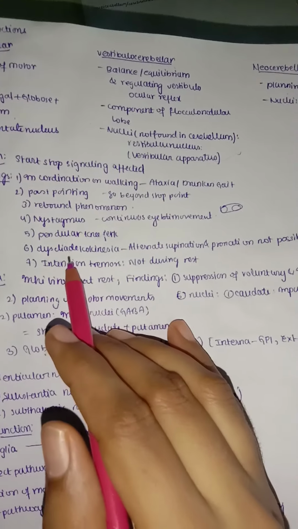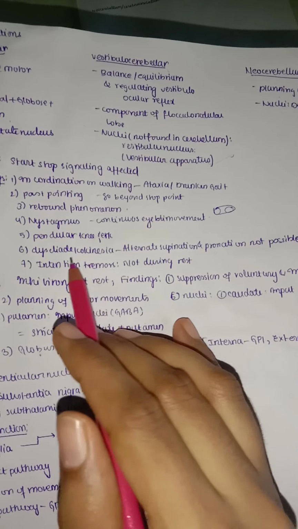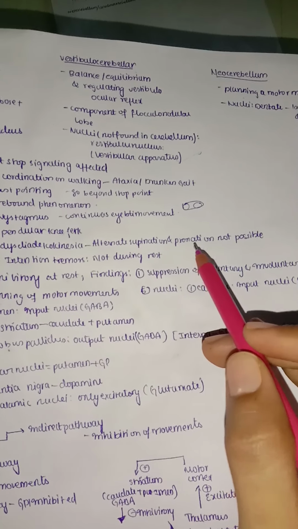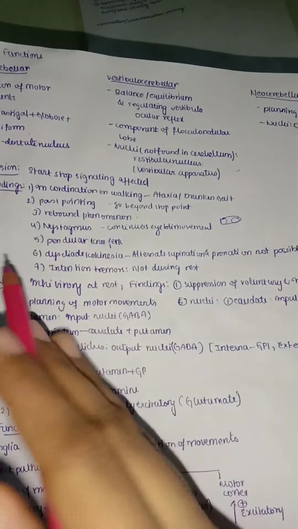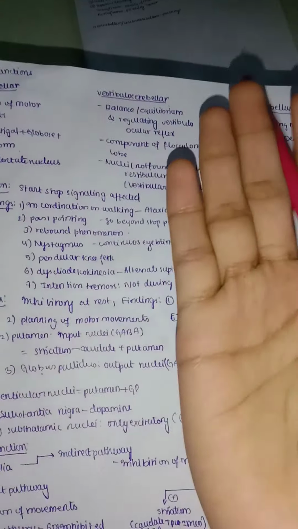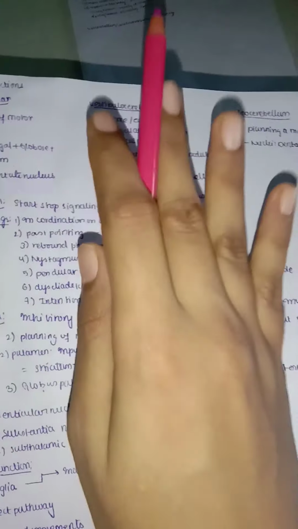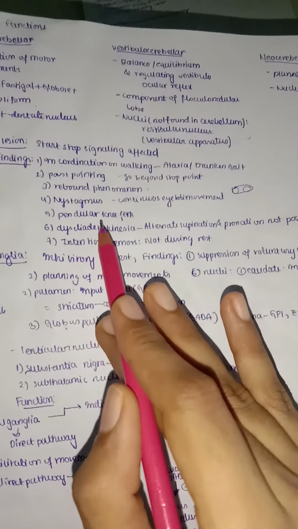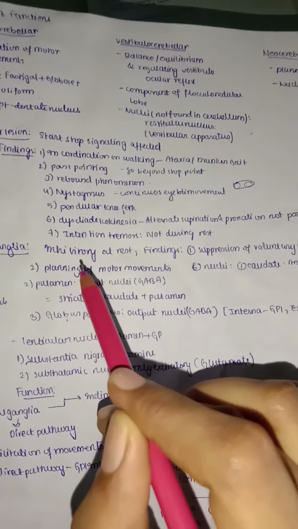And next we have diadochokinesia. Alternate supination and pronation is not possible. This is supination, right, this is pronation. It's like in a music class, if you do like this, supination, pronation. That person can't do this. Sometimes he will do more pronation, sometimes more supination, so the alternation is mismatched in case of cerebellar dysfunction.